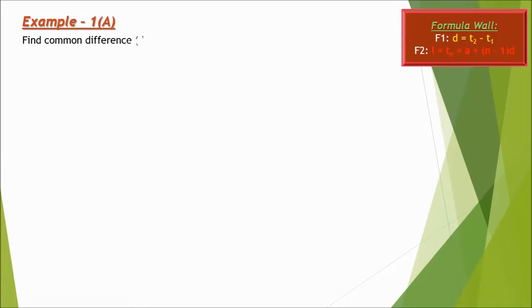We have the formula for general term Tn equal to a plus (n minus 1)d, and the 10th term of the sequence. The sequence is given. You can see the sequence 1 by 3, in fraction form, minus 8 by 3, minus 17 by 3. Now we know that this is the first term, this is the second term, and this is the third term.